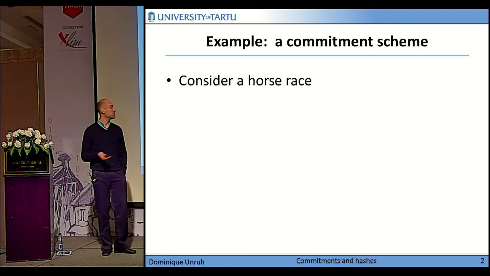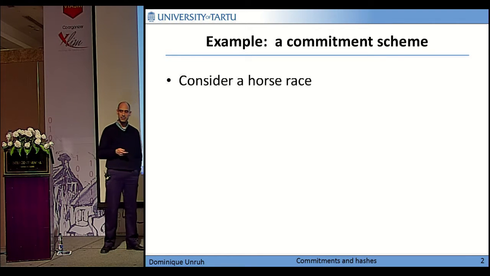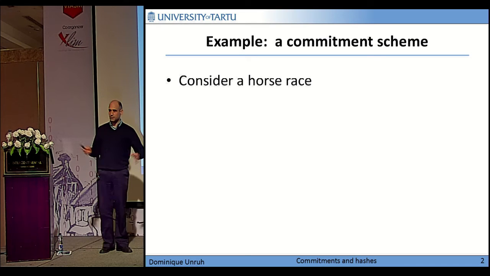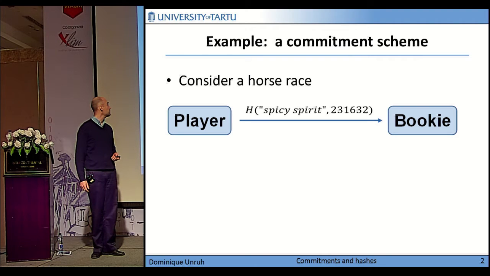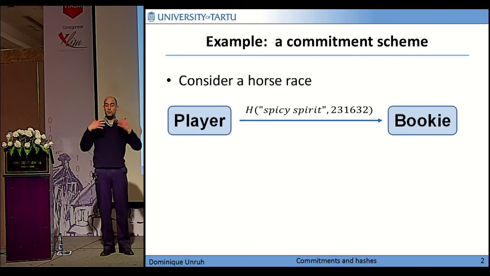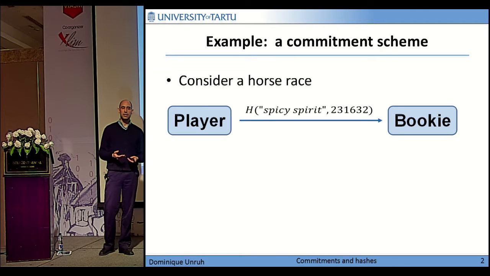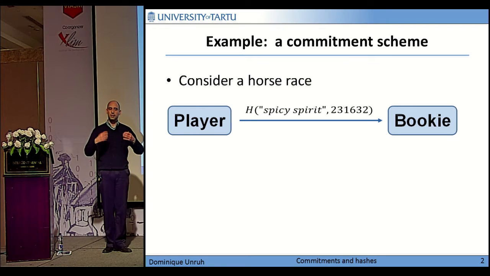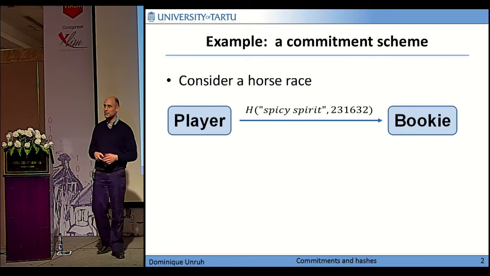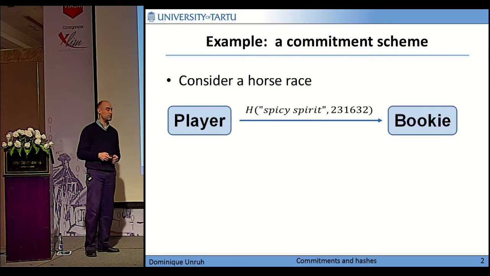For this, I would first like to give you an example of something we could do and which is realistic to do. Let's say we have a horse race as a use case example. We want to construct a commitment to allow a player to bet on a horse without telling the bookie beforehand what he committed to. That's a typical teaching example for commitments.